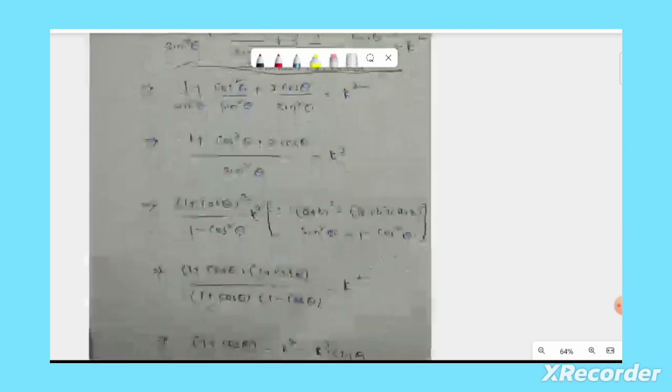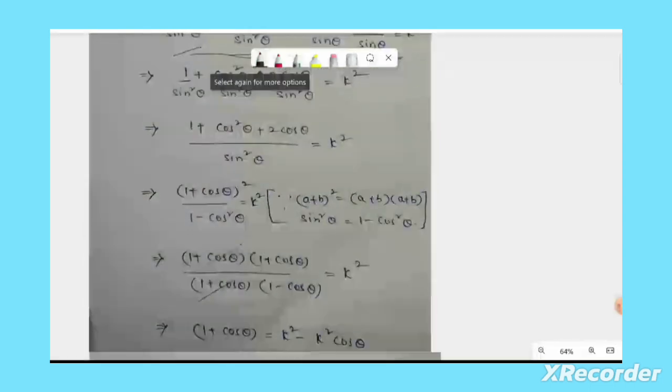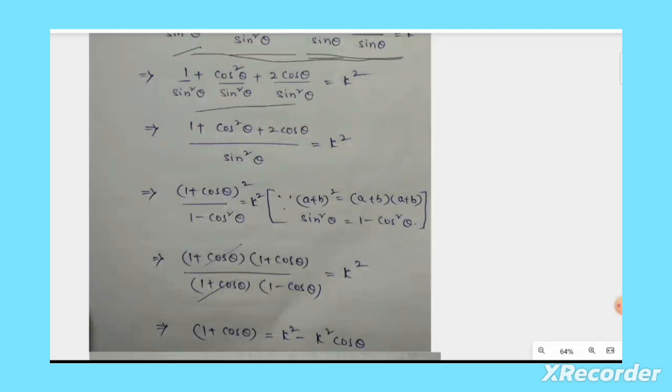Okay, now here if you take the LCM, it will be sin square theta. All these are the same, LCM is sin square theta, and whatever the denominators are, all those will also be the same. Okay, 1 plus cos square theta plus 2 cos theta over sin square theta equals k square. And now here we see 1 plus cos square theta plus 2 cos theta.